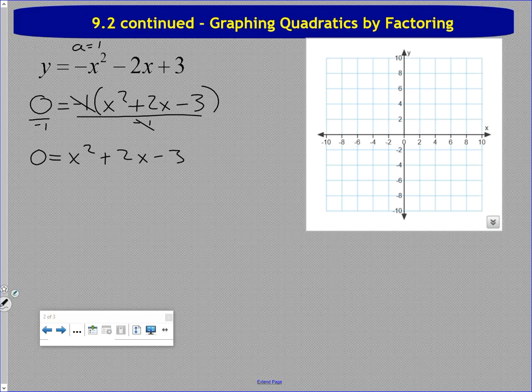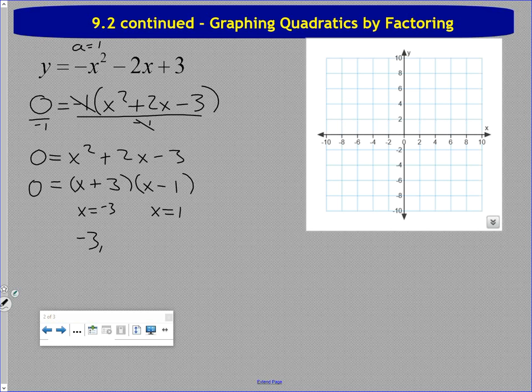Now from here on out, it's exactly the same as the other one. I need to factor x and x. They're going to have one of each sign. Factors of 3 that add to 2 are positive 3 and negative 1. Right? Because the only factors of 3 are 1 and 3, so there's only a couple of options. That means that my zeros are x equals negative 3 and x equals 1.